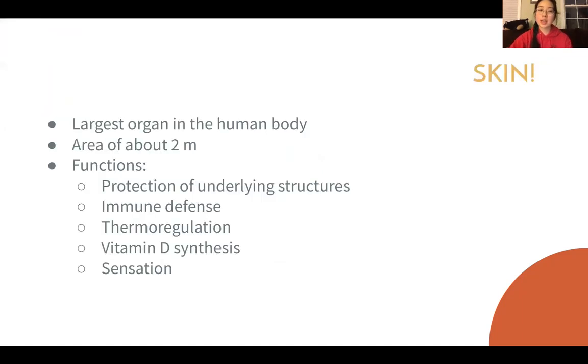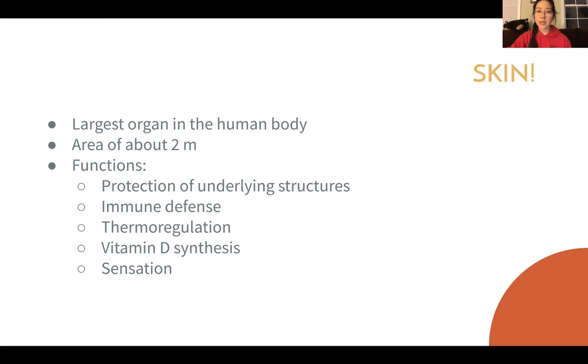So the skin is made up of several layers, and it's the largest organ in the human body. I know we don't really typically think of the skin as an organ, but it actually is an organ, and it's very visible, and it's the largest by mass and by area. In general, it's about 1.5 to 2 meters. And it plays many different roles in the body.